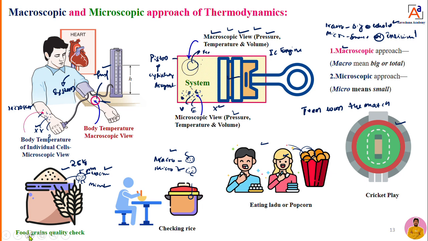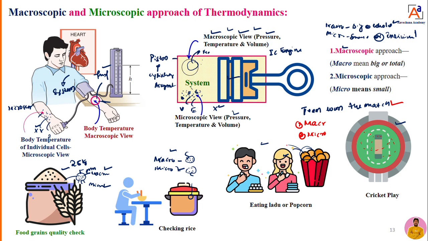One is in macroscopic way. Second one is microscopic way. How is it? Assume that, dear students, there are 11 players, they have played well and they won the match. Then what will you do? Because of the whole team, because of all 11 members, they played well, bowling, batting, fielding, everything, all players played well. Because of all members, because of the whole team, we won the match.